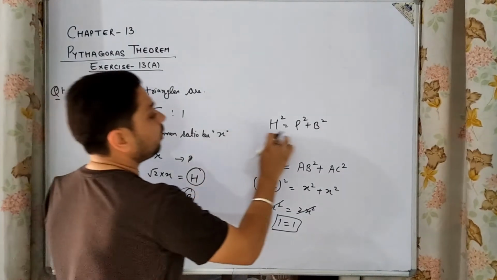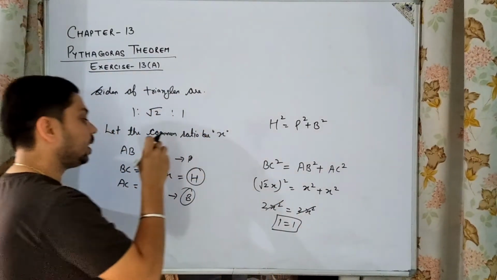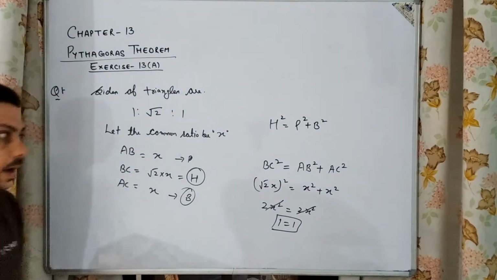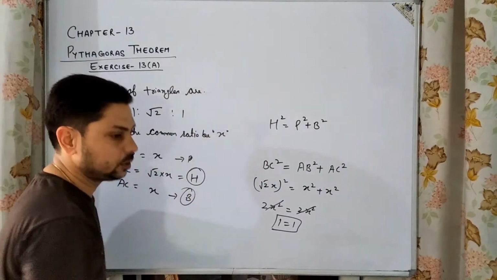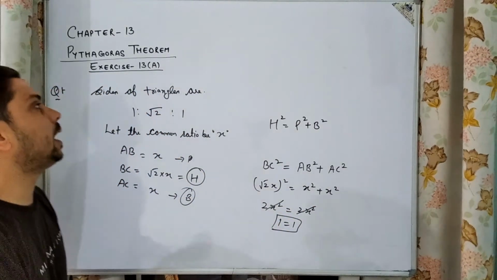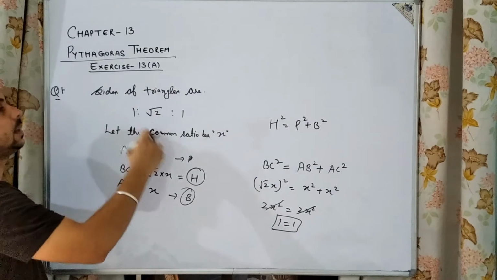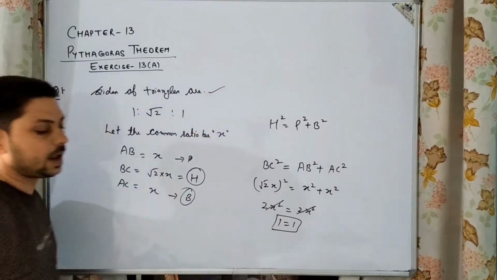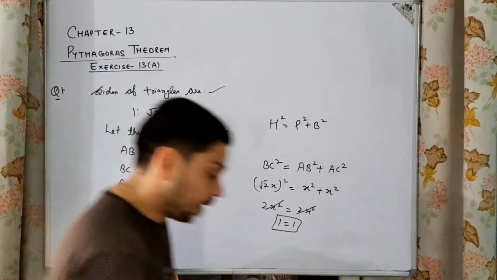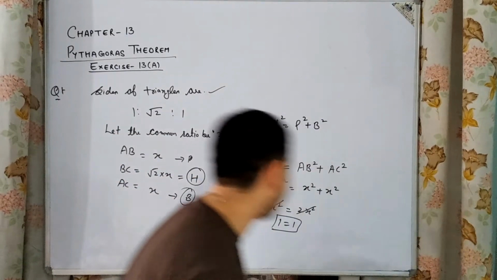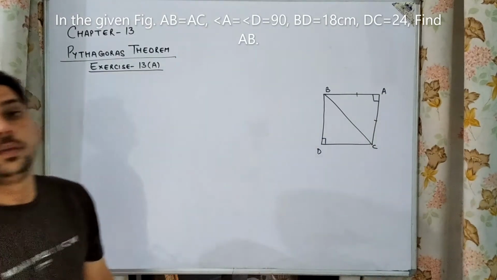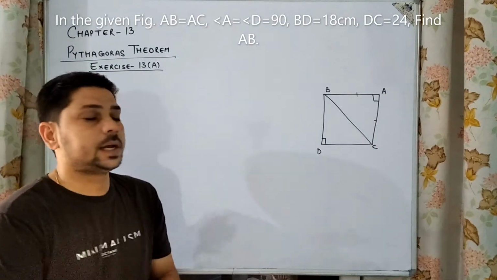Since these are the sides of a right angle triangle, and we apply the Pythagoras theorem, Pythagoras theorem is applicable here, so we can say that these are the sides of a right angle triangle. Understand? Next, next question from your exercise here. Then we have next question from your exercise.